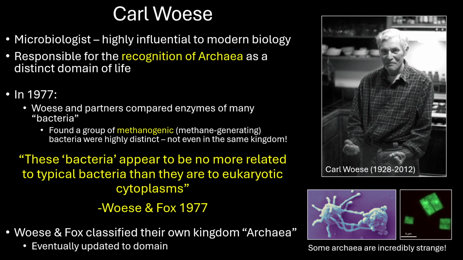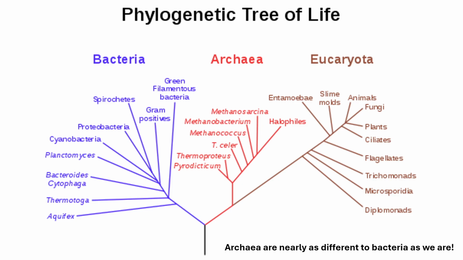In their research paper, Woese and Fox, his collaborator, wrote, "These 'bacteria' appear to be no more related to typical bacteria than they are to eukaryotic cytoplasms," as in us. So eventually this group got its own name, Archaea, which then became its own distinct domain as we learned more and more about it. And this is what that tree of life looks like, more or less.